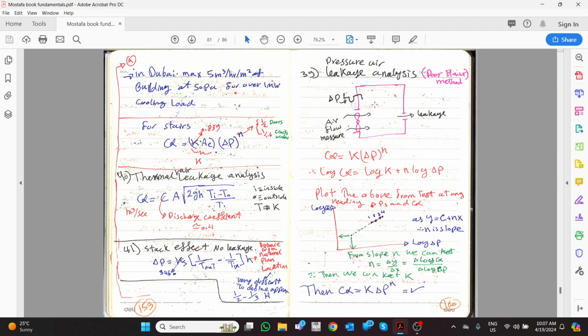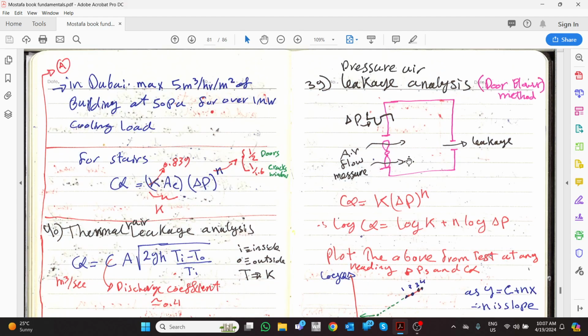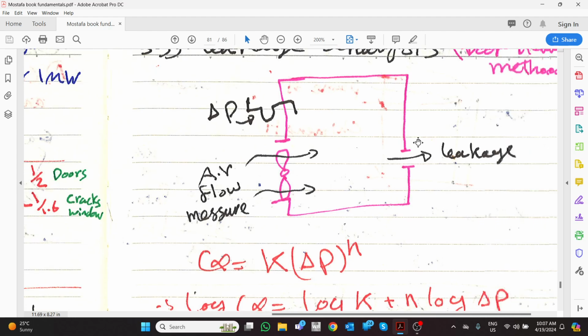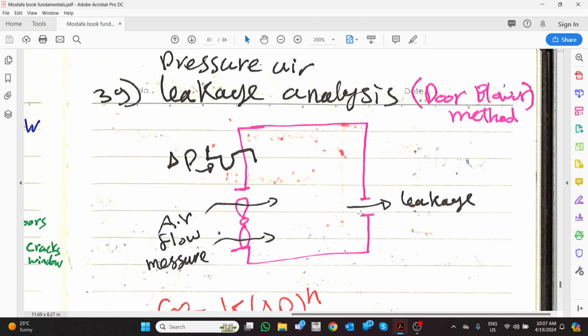For the leakage itself, there is a method named the blower door test, or blower door method. It is used to identify the leakage of a confined zone or a building. If you have a zone with leakage from a certain point, at the door you run air with a flow measurement, which means you can know the flow and the delta P between in and out.